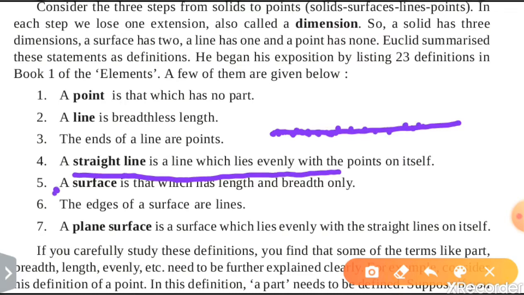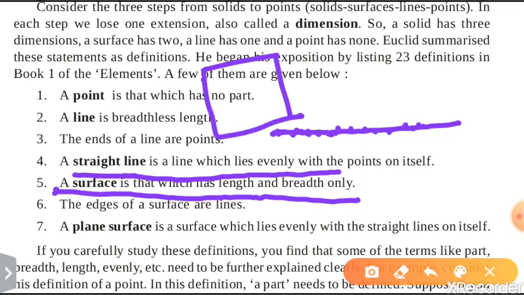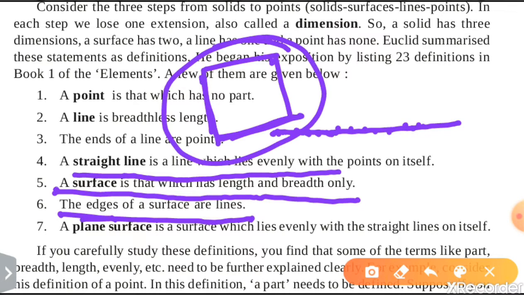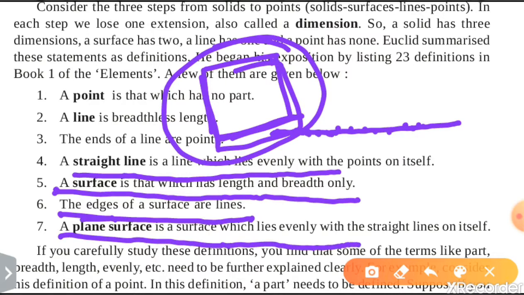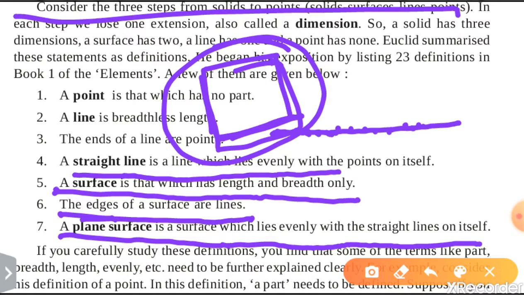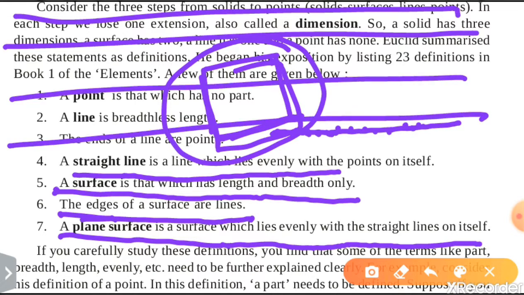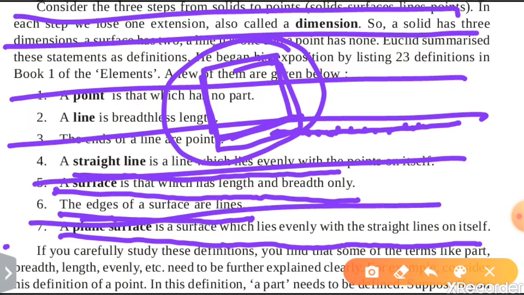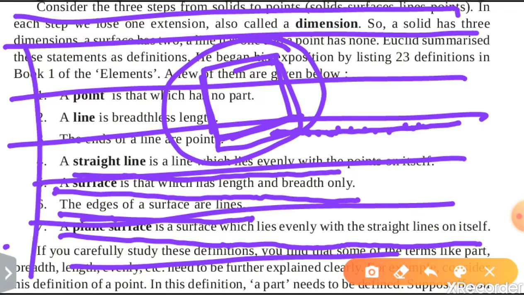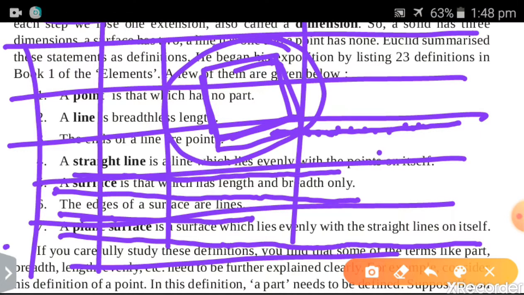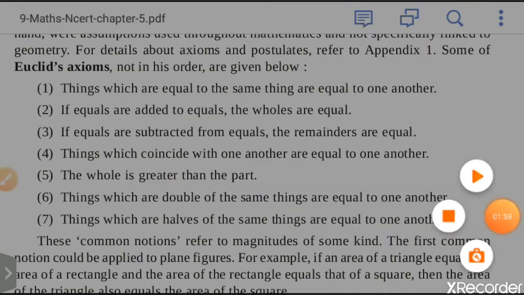Now see the next one. A surface is that which has length and breadth. If you talk about any surface, it should have length and it should have breadth. Now the edges of a surface are lines. You can see that it is the surface and the edges are lines. A plane surface is a surface which lies evenly with the straight lines on itself. You can see that this is the surface of this screen. So the surface which lies evenly with the straight lines is made by straight lines. Now move to the next thing.